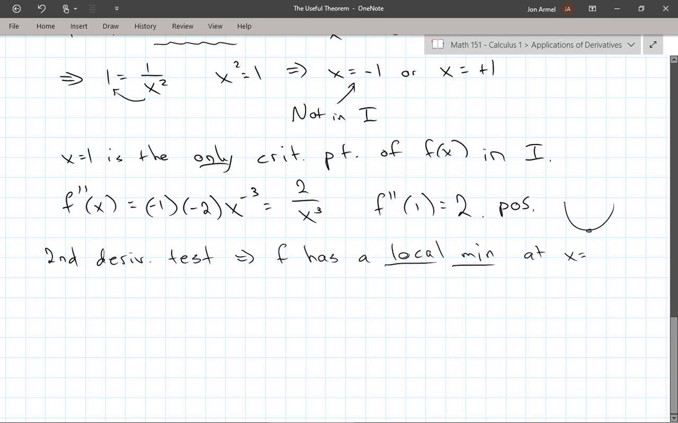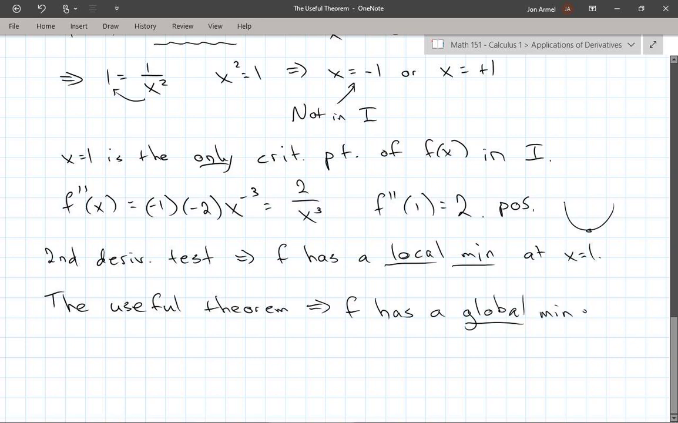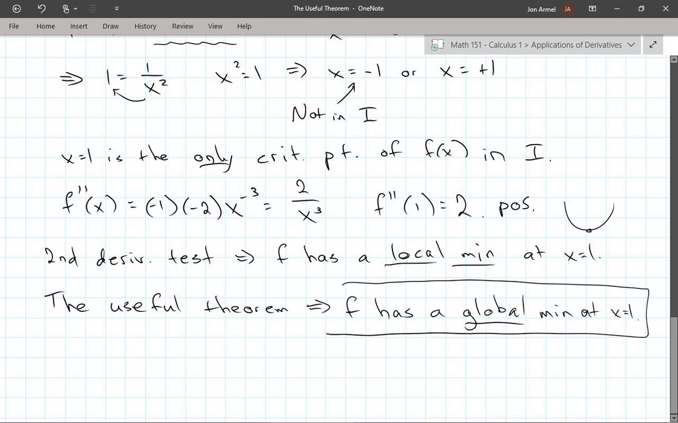at x equals 1. And then the useful theorem says, and this is because I only have one critical point and that critical point is a local min, it tells me that f has a global min at x equals 1. Okay, so we are halfway done. We know about the minima.